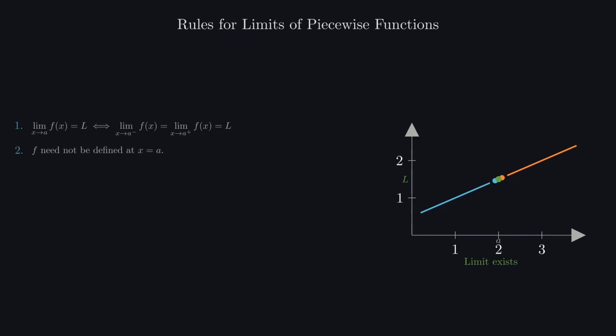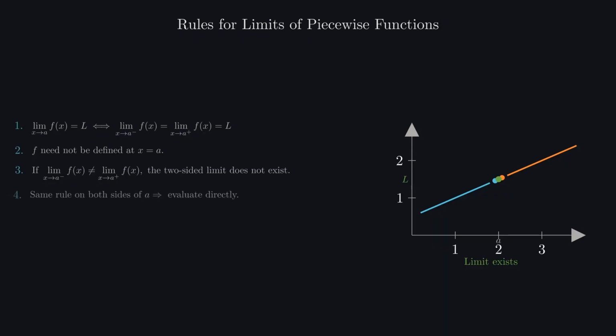Rule number two. The function does not need to be defined at x equals a itself. What matters is that the function is defined on an open interval to the left of a and on an open interval to the right of a. The value at the point itself is irrelevant to the limit. Rule number three. If the left-hand limit does not equal the right-hand limit, the two-sided limit simply does not exist. This is a no compromise rule.